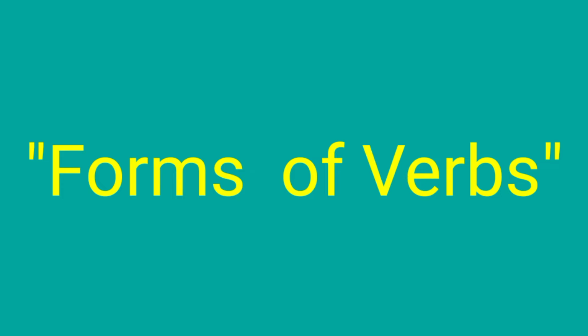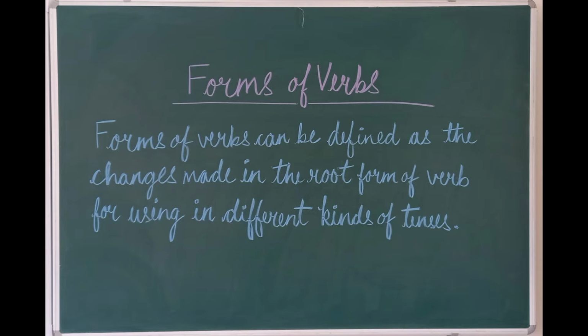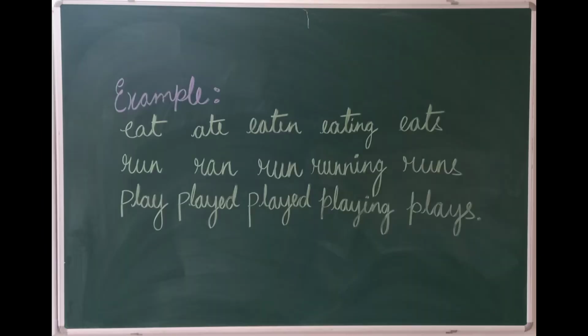Today we will do a grammar lesson on forms of verbs. Forms of verbs can be defined as the changes made in the root form of a verb for using in different kinds of tenses. For example, eat is the root form of the verb, but in past tense it becomes ate. In perfect tense it becomes eaten. In continuous tense it becomes eating. And in simple present tense with a third person singular subject it becomes eats.